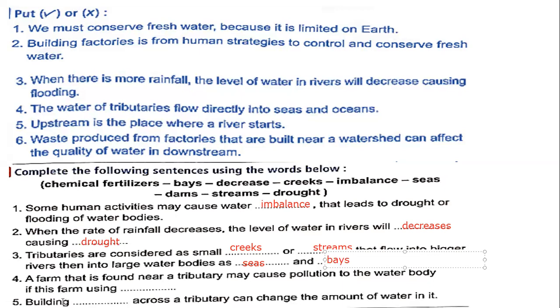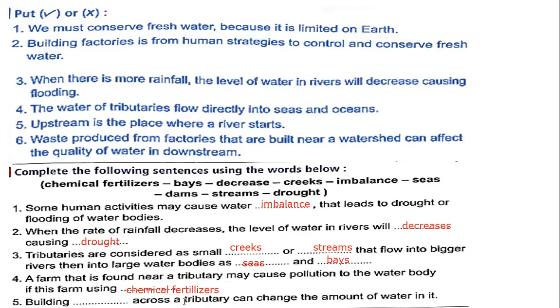A farm that is found near a tributary may cause pollution to the water body if this farm is using what? Chemical fertilizers. So right here, chemical fertilizers. Okay. Next.